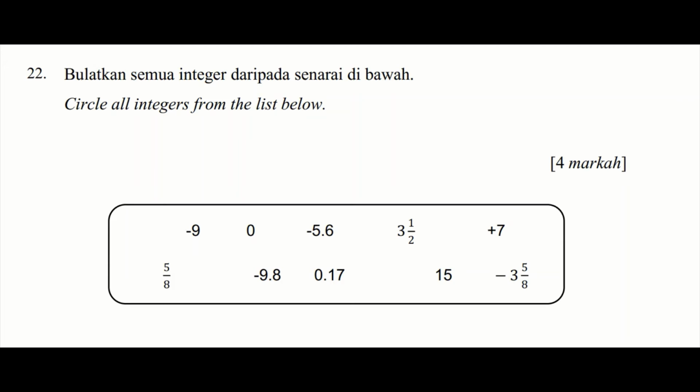Okay, hello. Question 22. Last class we discussed integers. Integers are positive numbers, negative numbers, and also zero. So negative 9 is an integer, 0 is an integer, 7 is an integer, and 15 is an integer. Negative 5.6 is not an integer because it is a decimal.